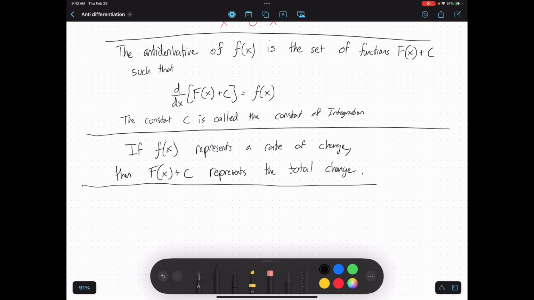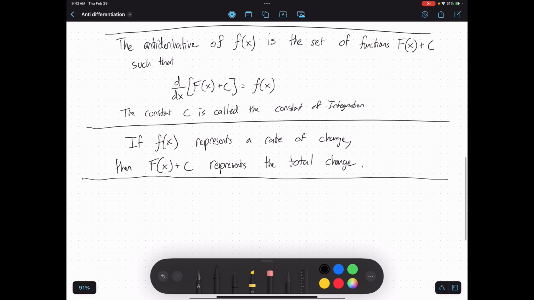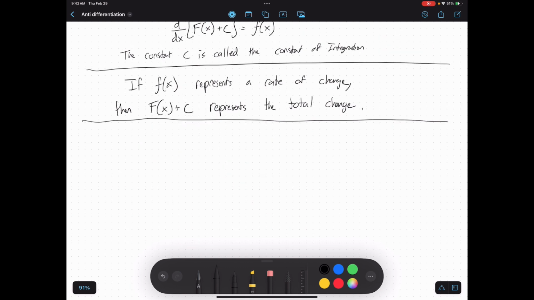So that's where antiderivatives can be really, really helpful. So let's see if we can come up with our basic antiderivative rules. That's what we'll do next. Okay, but before we get into our antiderivative rules, let's go over a little bit of notation, okay?